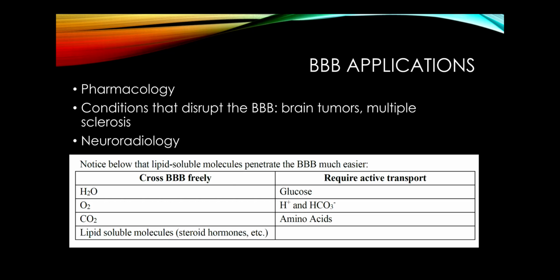This will have a lot of applications throughout the course. When we talk about medications, we want to know, does it cross the blood-brain barrier or not? And also, we'll discuss things that disrupt the blood-brain barrier. Basically, anything that is a mass structural lesion like a tumor or an inflammatory demyelinating condition like multiple sclerosis.